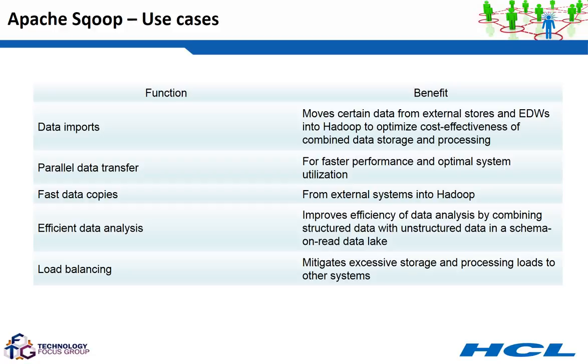Load balancing: it mitigates excessive storage and processing loads to other systems, because now this Scoop layer, or extraction layer if we can call it so, is a separate layer, right? So you don't have to write customized scripts and deploy or schedule them on your database servers. So this is basically load balancing in the sense that now this layer is totally independent from your database server. Of course, if the Scoop script is running and pulling data from the data warehouse, there will be some load on your data warehouse or RDBMS, but at least all those scripts, you don't need to run on your servers.